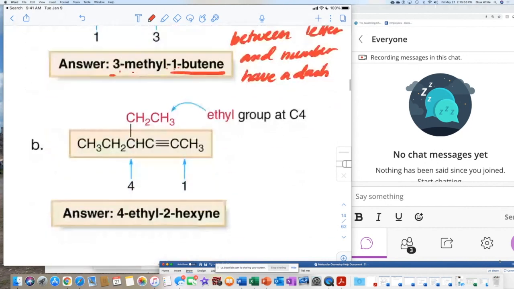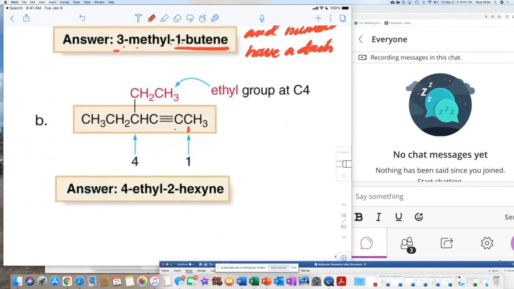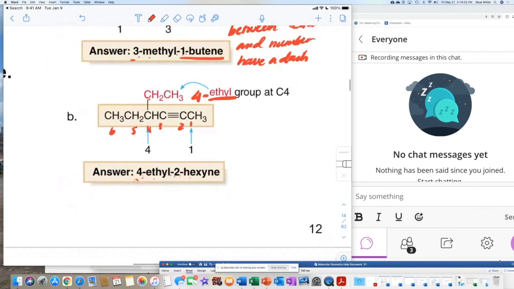Dash, right? So over here, let's see, our numbering was 1, 2, 3, 4, 5, 6. So we have 2 carbons. It's still called an ethyl group, and it's in position 4, carbon 4. So 4 dash, ooh, I almost forgot. 4-ethyl. If I forget, y'all please remind me, okay? 4-ethyl dash 2-hexyne. Between every letter and every number, there has to be a dash.